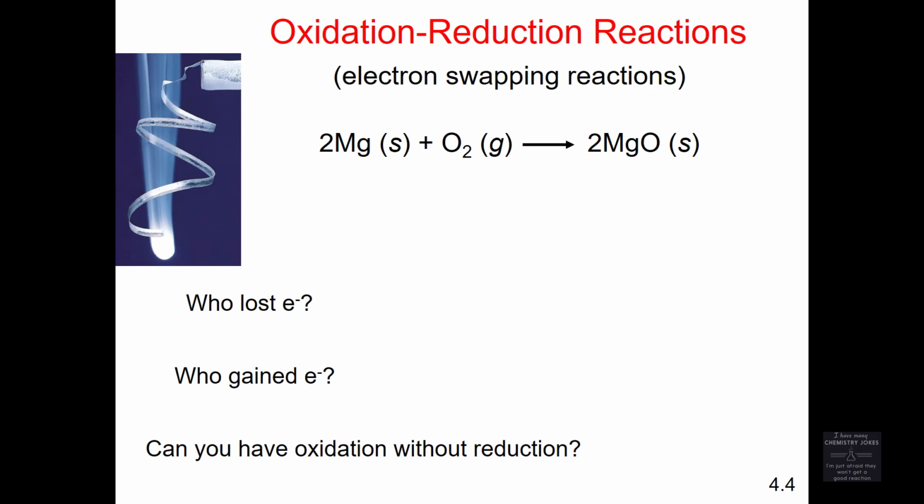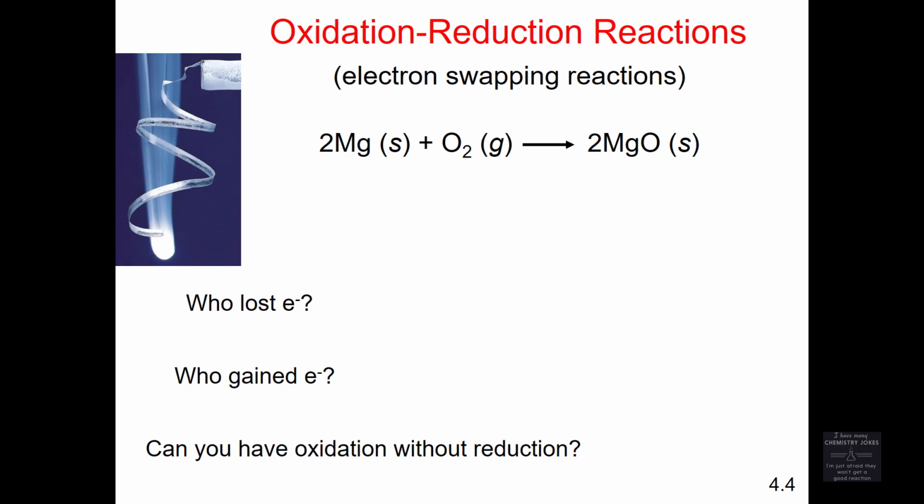So oxidation reduction reactions are electron swapping reactions. Somebody's got electrons and doesn't want them. Somebody else doesn't have as many electrons as it wants, so you swap electrons between these two things. So in order to know who gains and who loses electrons, we're going to talk about oxidation numbers. And there are going to be rules in just a moment, but oxidation numbers will help us decide who gains and loses electrons.